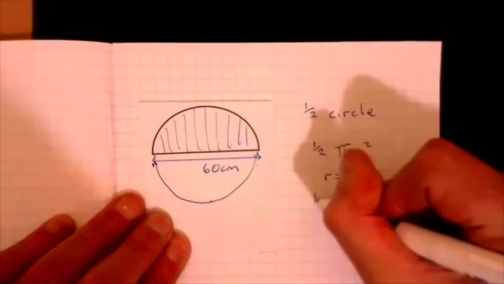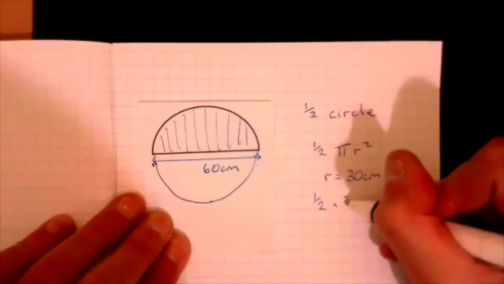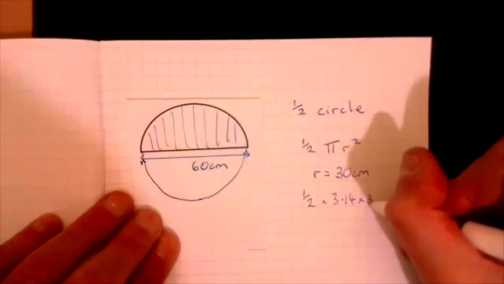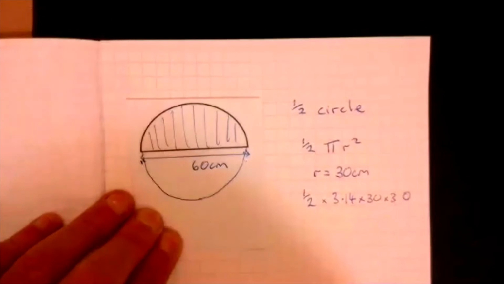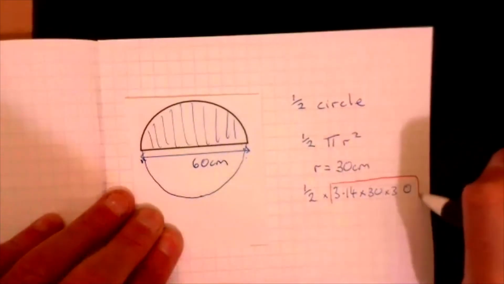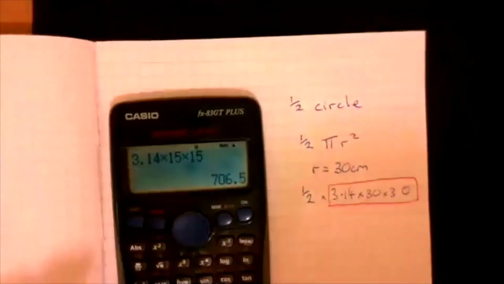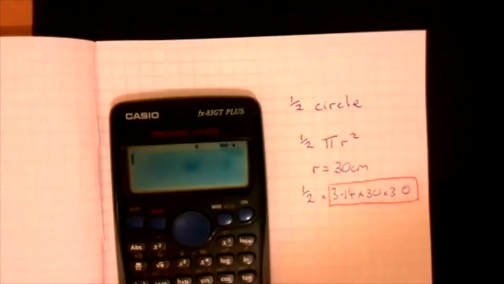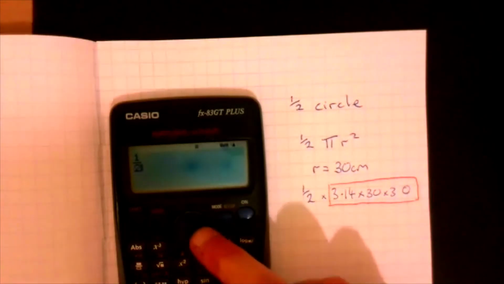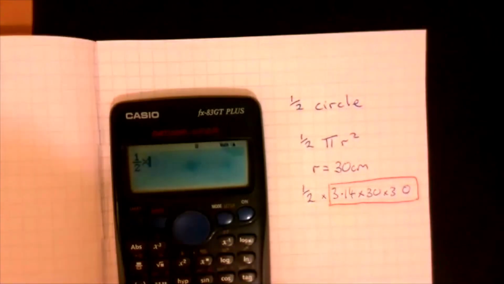Remember, I'm going to half it. So I'm going to do a half, and I'm going to times that by 3.14 times the radius, which is 30 times 30. If this is easier, work out that bit and then divide it by 2. If your calculator will let you put a fraction in, then you can type it exactly as I've got it just there. So if you've got a nice calculator, you can do it like this. If not, just work that out and then divide by 2 times 3.14.